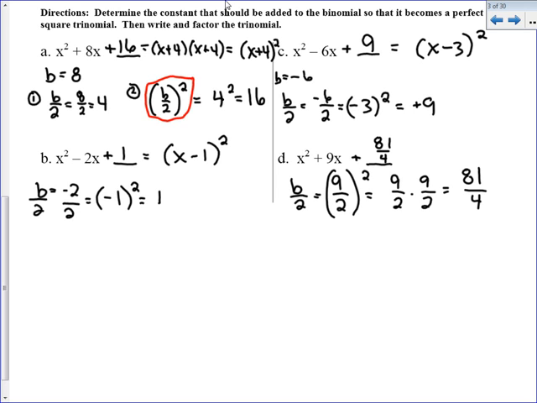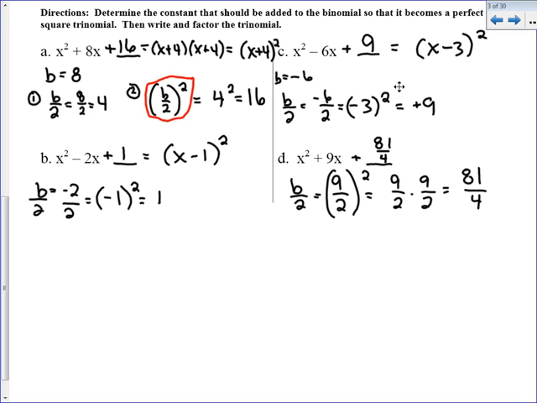So next question. How are we going to factor x squared plus 9x plus 81 over 4? So I need 2 numbers that multiply to 81 over 4 and add to 9. So let's look at the other problems. There's a pattern here that makes these really, really easy. So our first problem, we factored and we got x plus 4 squared.